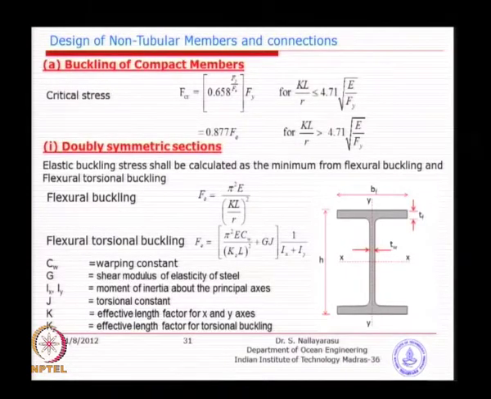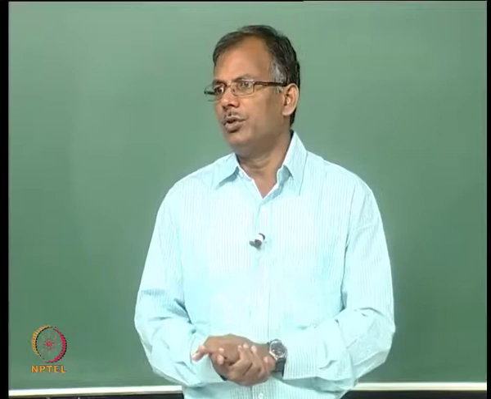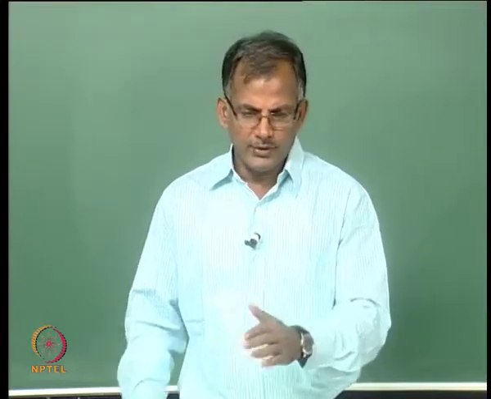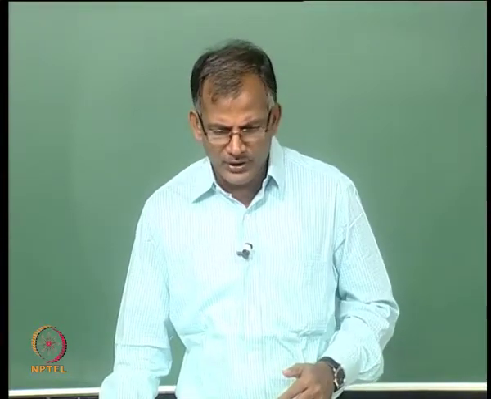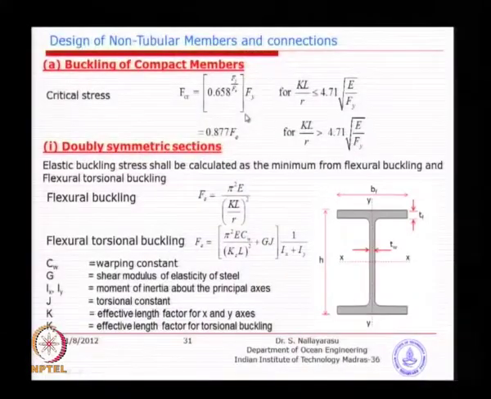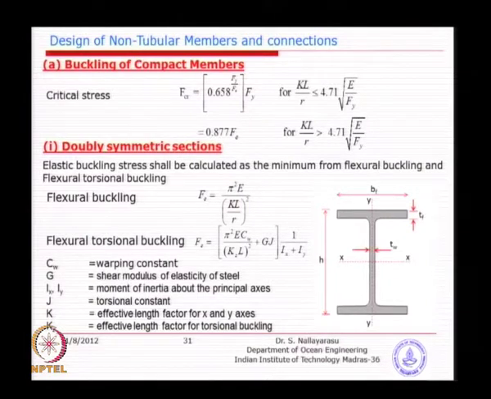So, buckling of compact members: the basic idea is if the members are quite compact, that means there is no slenderness on that, then you can straight away calculate using this empirical formula. You can see it is not something very easy to remember, it is an empirical formula from tests. They have conducted several tests. So, 0.658 raised to the power Fy by Fe. Fe is the Euler buckling stress.